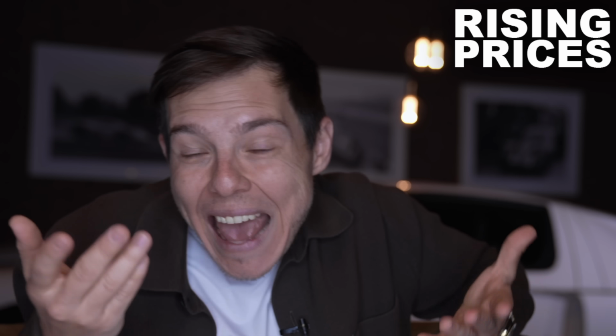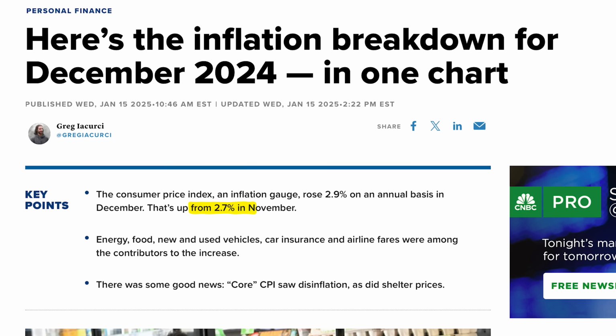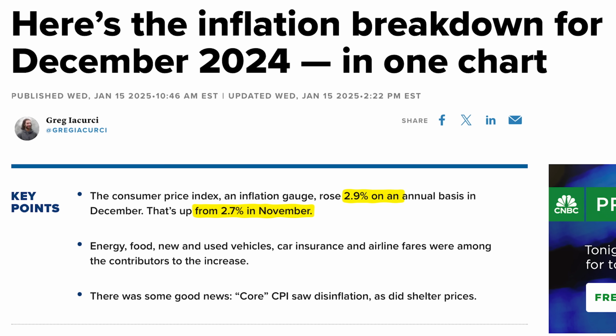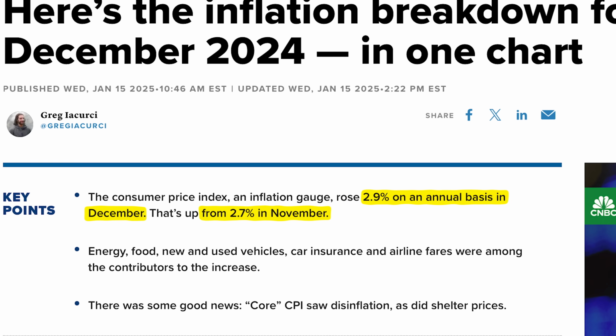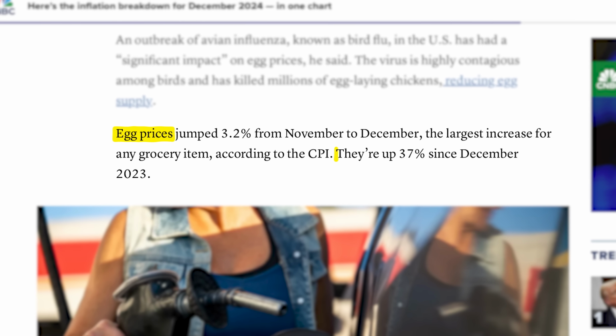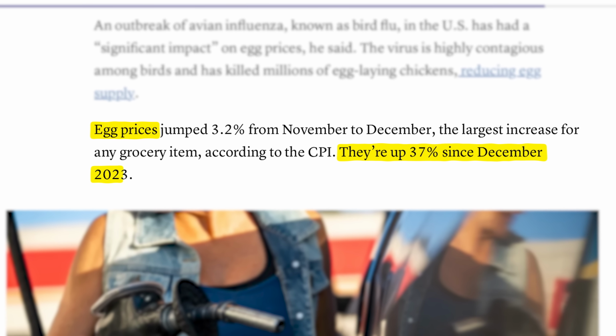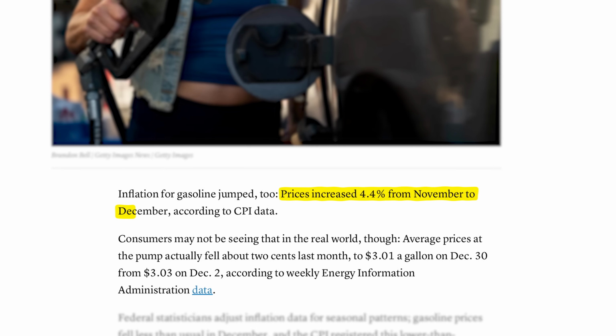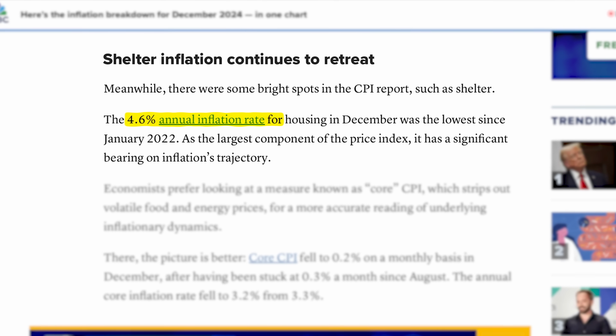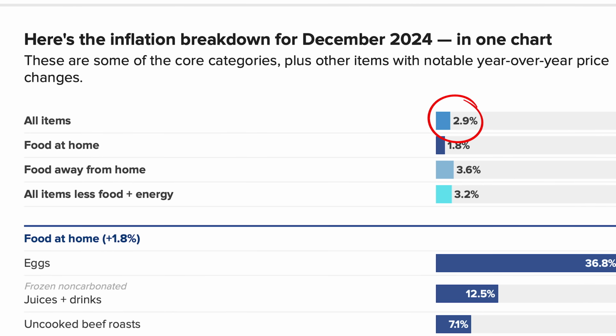And in terms of everything, prices did end up actually going a little higher. In this case, prices moved from a 2.7% increase in November to a 2.9% increase in December, driven higher by rising grocery costs, or mainly eggs, which have seen a 37% increase since 2023. Gasoline prices are also up 4.4% from a month ago, and housing is up 4.6% from this time last year, which brought up the average and gives us this 2.9% headline increase that we see here.